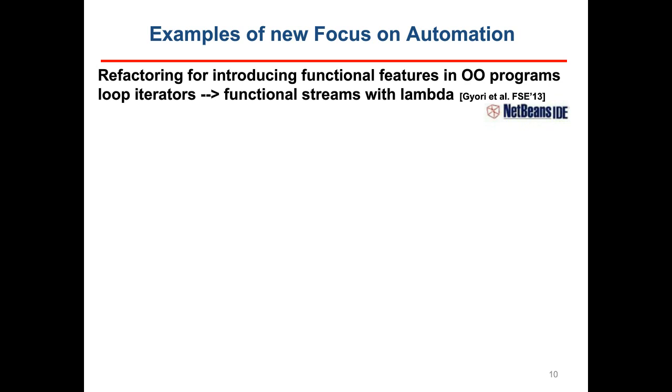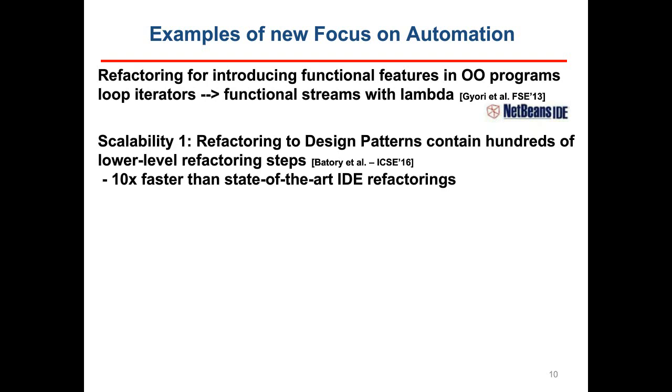In the area of support for automation, we have seen a whole new emphasis on scalability. For example, together with my collaborator Don Batory from UT Austin and his students, we developed higher-level refactorings that introduce design pattern transformations, sometimes consisting of hundreds of lower-level refactorings such as move method. The techniques that we designed and developed, we evaluated empirically and showed that they are about 10 times faster than the state-of-the-art IDE refactorings. This is important for doing those larger-scale refactorings that involve many refactoring steps.